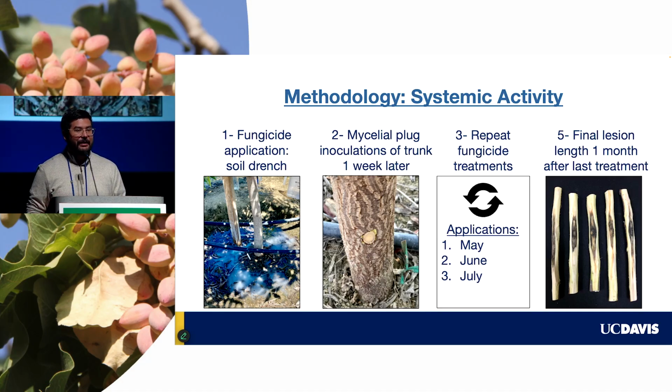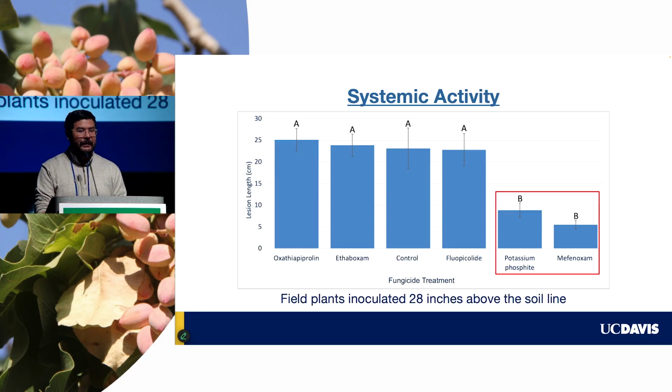We did a soil drench application of the various products, and following that we went through with the mycelial plug, and then treated the plants 3 times over the course of 3 months. Afterwards, we evaluated systemic activity by the resulting lesion lengths. When field inoculations were done roughly 28 inches above the soil line, we really saw that potassium phosphite and mefenoxam were the only products that were moving up that high and showed the most systemic activity.